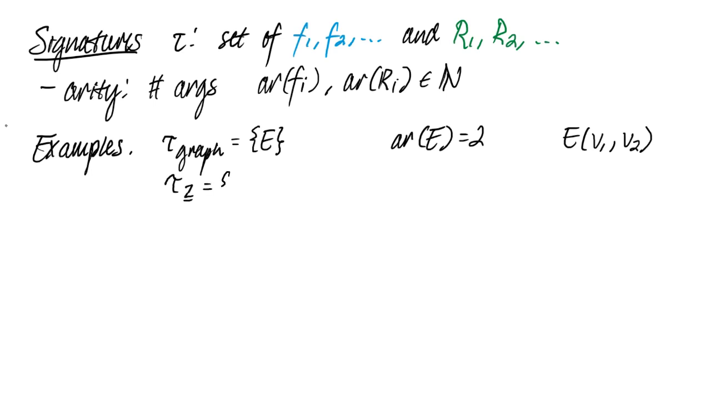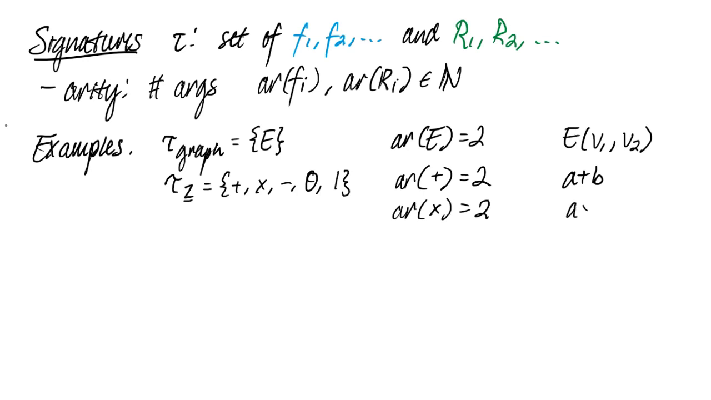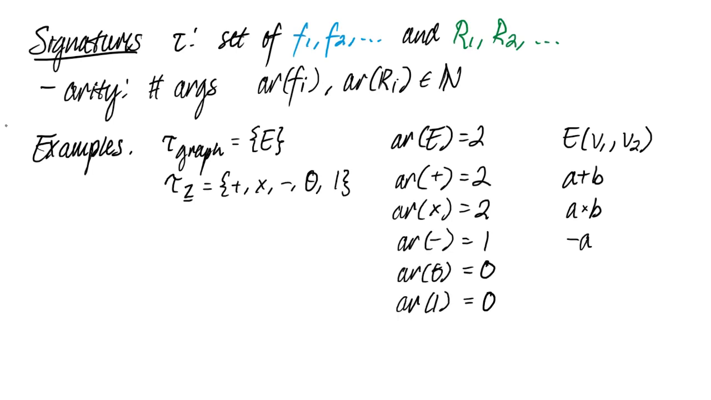The signature of a structure Z, which we defined earlier, would consist of the addition, multiplication, additive inverse operators, as well as the constant identity relations for 0 and 1. The arity of our addition and multiplication operators would be 2, while the arity of our negation operator would be 1. The arity of our 0 and 1 identity relations would be 0, since they're both constant.